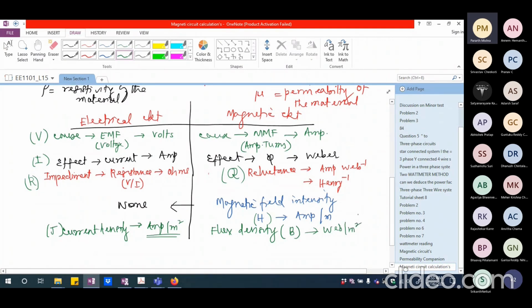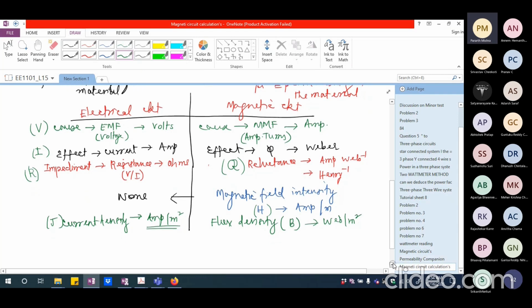So these are the equivalents in terms of electrical circuit and magnetic circuit, and magnetic circuit calculations can be done in the same way as you do in an electrical circuit. The only thing is, you might have to calculate the reluctance for each of the paths appropriately.